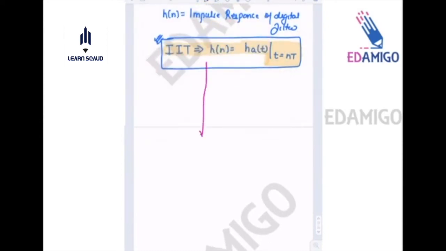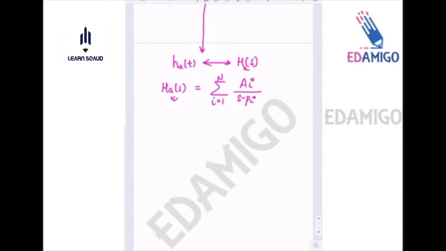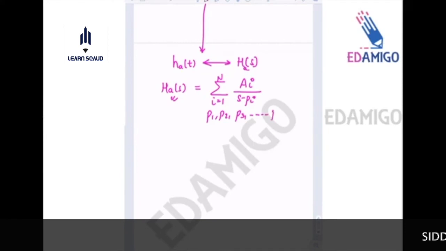suppose h_a(t) has a transfer function H_a(s). Okay, so now let's say that H_a(s) is equal to summation i equal to 1 to N of A_i upon s minus p_i. So I say that there are N number of poles in H_a(s) and the location of the poles is p1, p2, p3 till pN.